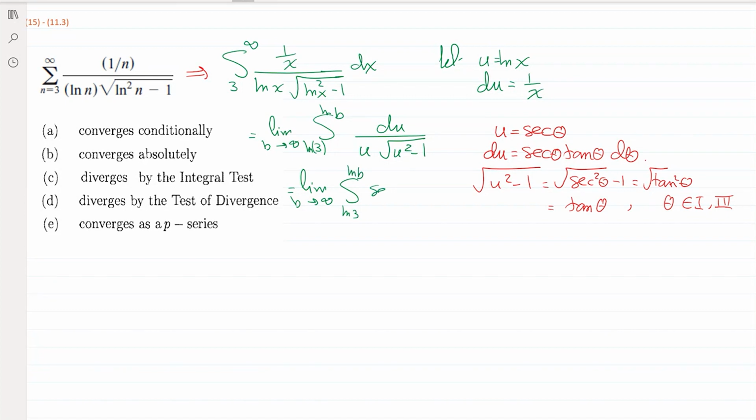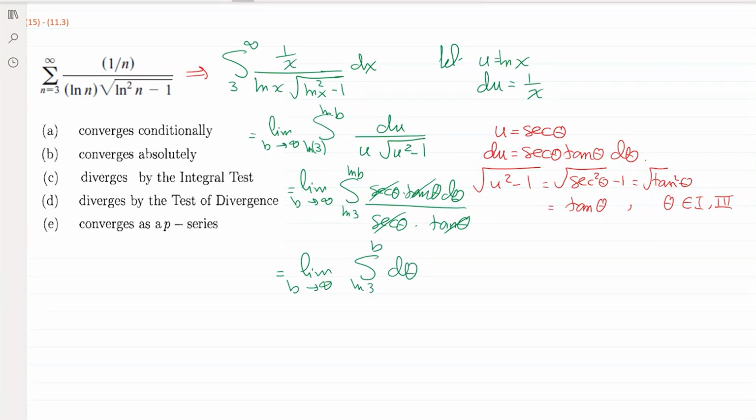Secant theta tan theta d theta, over u which is secant theta, and this root gives you tan theta. So everything simplifies, and you will have the limit as b goes to infinity of just theta. It is now the integral of d theta from ln 3 to b. Whether it is ln b or b here, it will not make any difference because b goes to infinity. So it will be the limit as b goes to infinity of the integral of d theta, which is theta, from ln 3 to b.